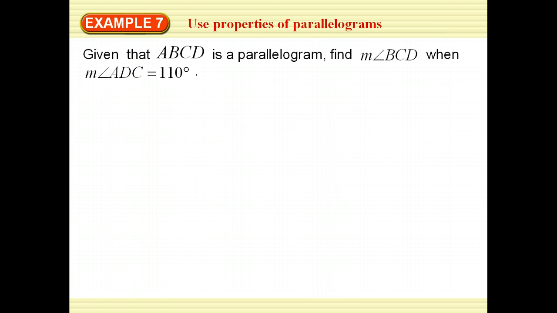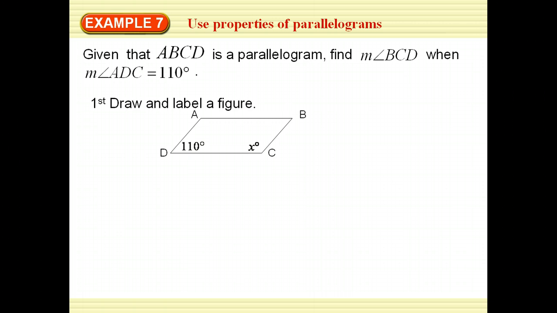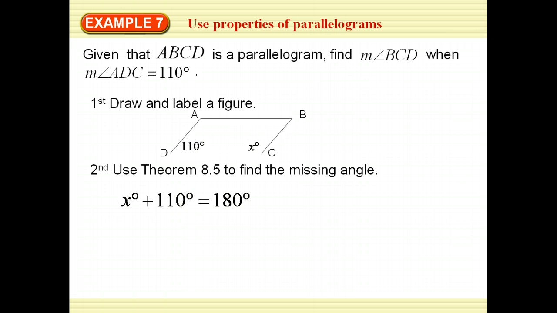Given that ABCD is a parallelogram, find it. First thing you need to do is draw and label a figure. That is vital in getting these correct, to be able to see, are these opposite angles or are they consecutive angles? In this case, they're consecutive, which means that they're supplementary, add up to be 180, so x is 70 degrees in this case.